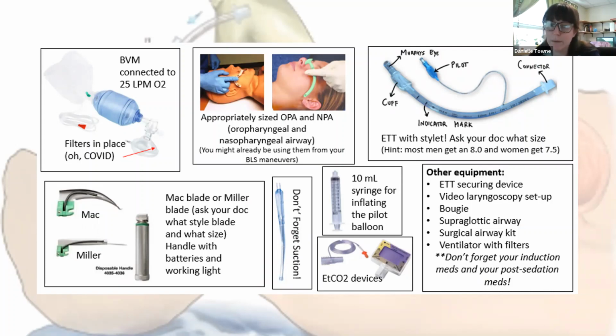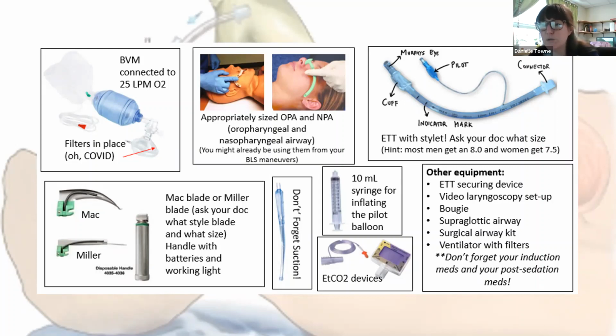So this is what you need at a minimum. A BVM connected to a 25 liters per minute O2 source, and make sure that source is well sourced. So if you're using the wall, if you're in the truck, you've got enough oxygen. If you're using one of the little portable ones, check and see how much you've got in there.